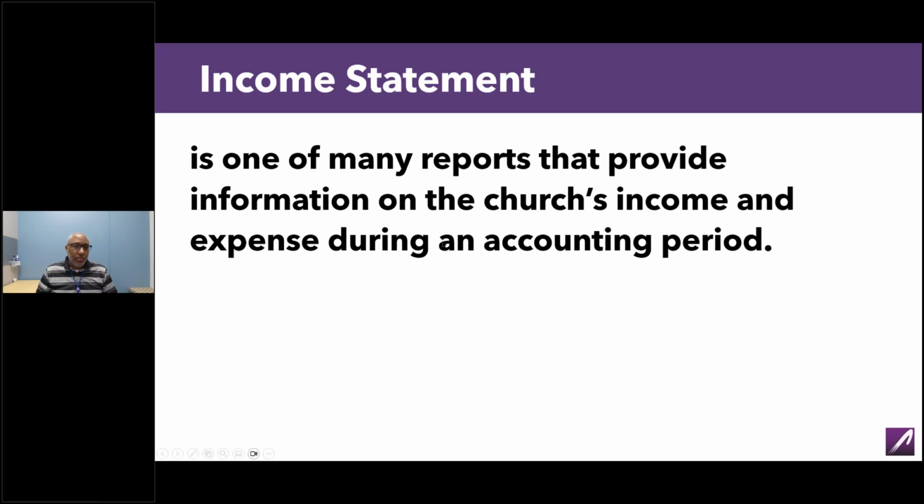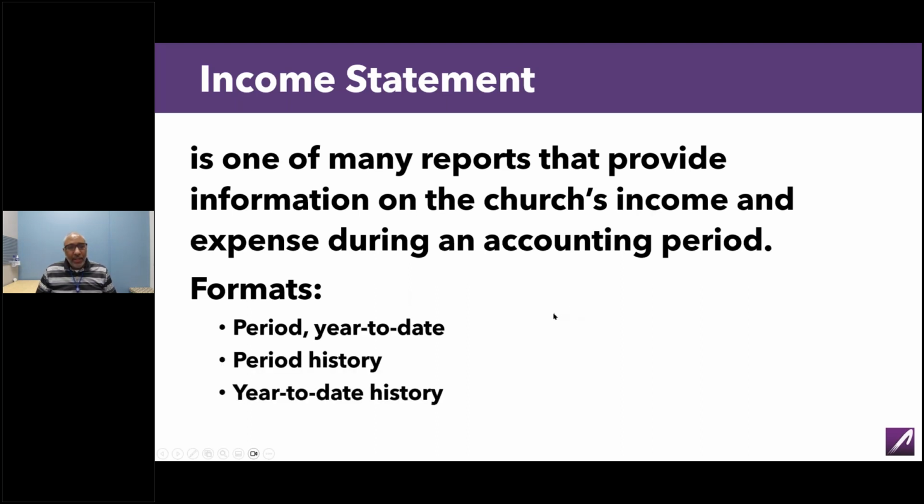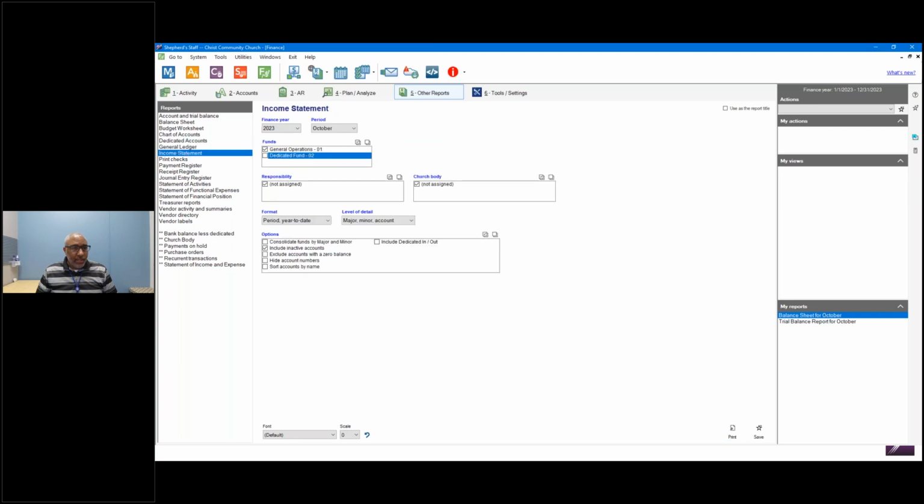The income statement is going to be a canned report. The treasurer's report, which I'm going to show in just a second, will allow you to create your own reports and move things around. The treasurer's report also has the most popular formats of the income statement or income and expense statement. The formats are period year to date, period history, and year to date history. So this is an income statement. Let's go to income statement.